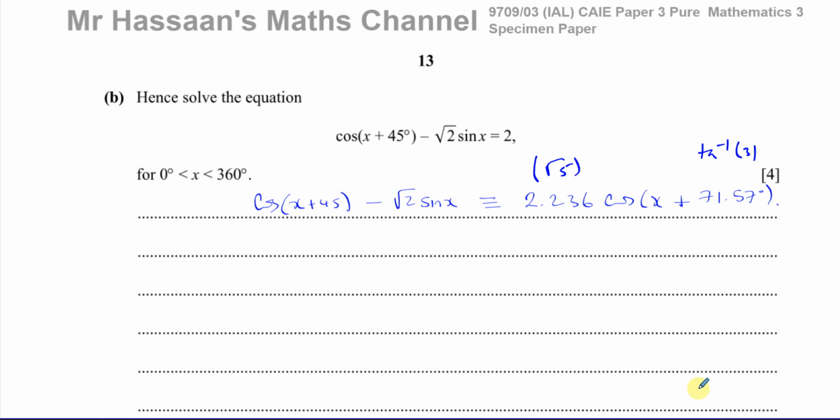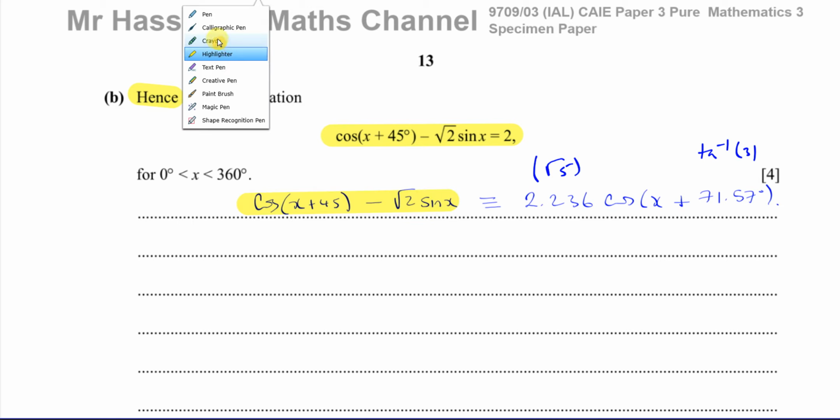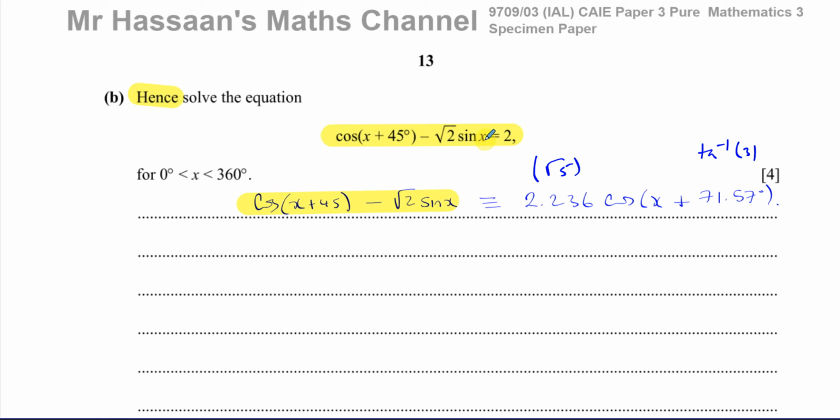All right, so now it says, hence solve the equation cosine x plus 45 minus root 2 sine x equals 2. So we should notice, first, it says hence, which means we've got to use part A. Secondly, we notice that this is the same as this. For us to solve the equation when it's written in this form, it's going to be very difficult. But if we have it written in this form, it makes life easy. So I can replace all of this with what it's equal to. I'm going to write this as root 5 to give me a more exact form of answers in the end. So I have root 5 times the cosine of x plus 71.57.